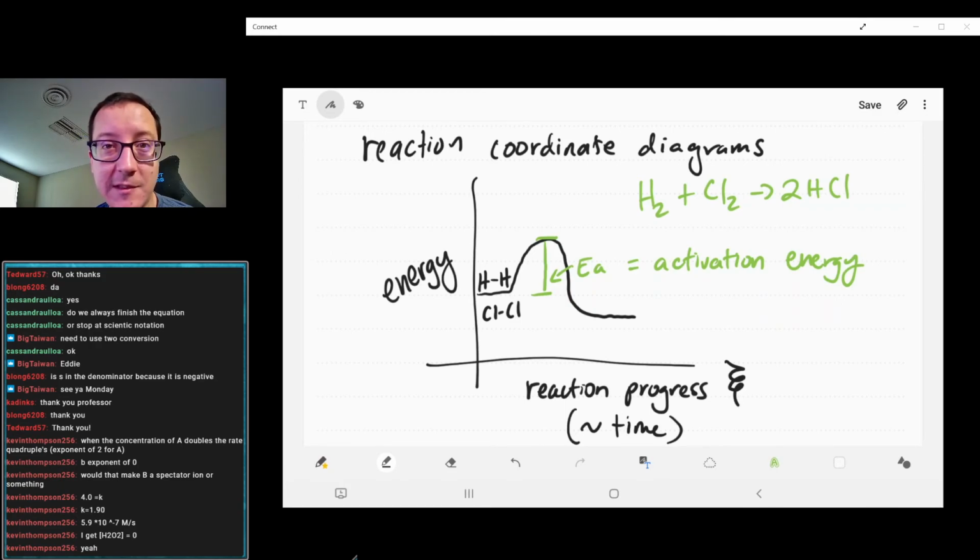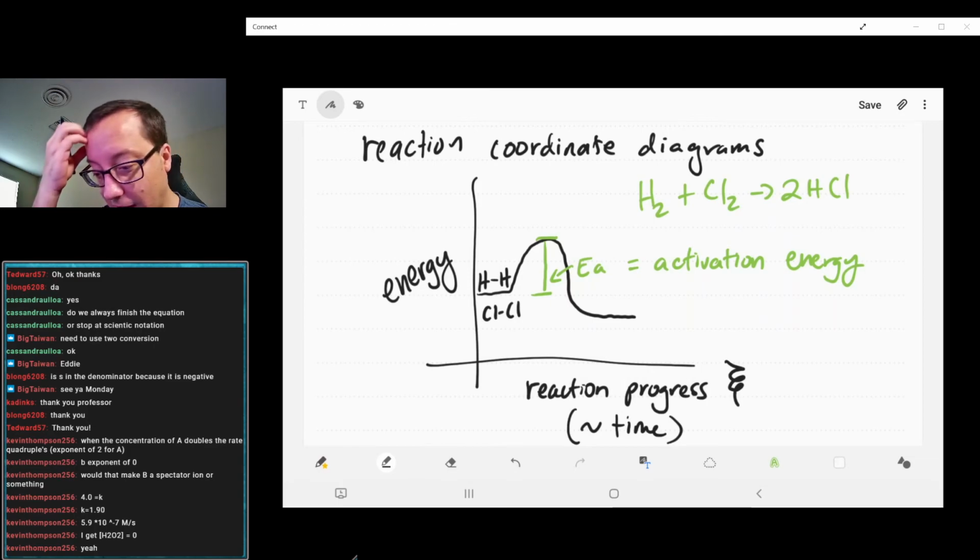Normally in their happy states, they're just there as H bonded to H, Cl bonded to Cl. We saw that it's going to take some energy to break those bonds. So we're going to actually have to break our H-H bond and our Cl-Cl bond in order to form the new HCl bond, right? And it takes energy to do that. That's our activation energy.